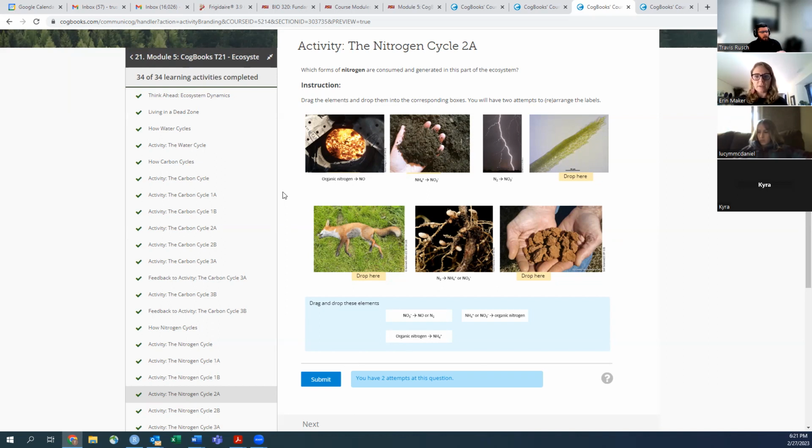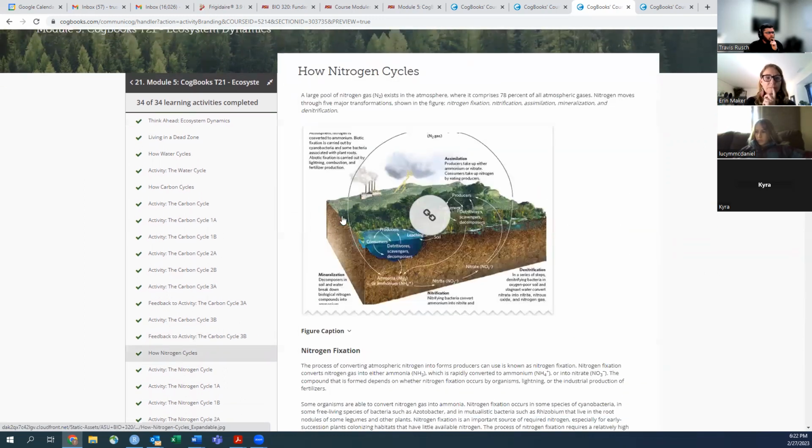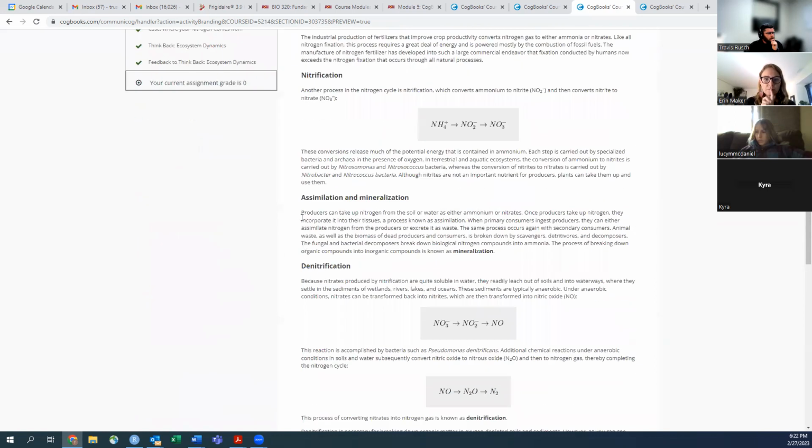Yeah, you know, the two bottom ones that are remaining are the ones that I was the most confused on. Like in Cogbooks, it doesn't give you an example for mineralization as far as chemicals. What does it talk about under mineralization? So this is assimilation or mineralization.